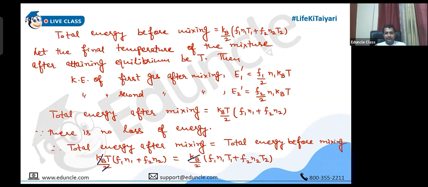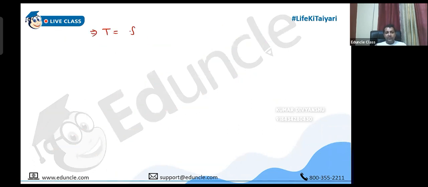Yes, Divya and Jashri. So now you need to remember this formula. Actually, why I have derived this formula is so that you can remember it and you can get the answer very quickly in the exam whenever two gases are mixed. So now it is a generalized formula for polyatomic. So T will be F1 N1 T1 plus F2 N2 T2 by F1 N1 plus F2 N2. Please check everyone.